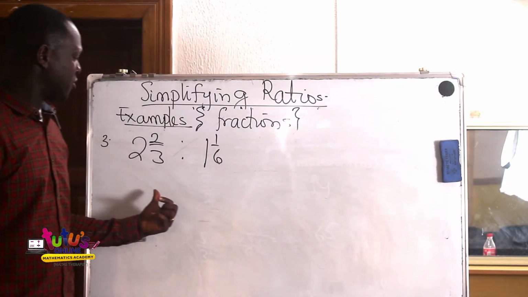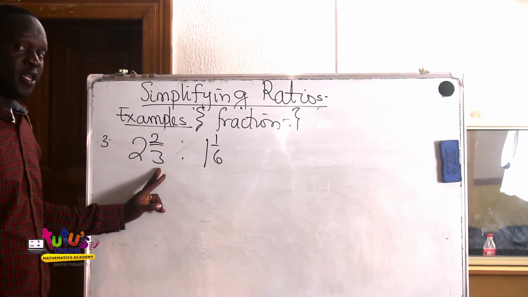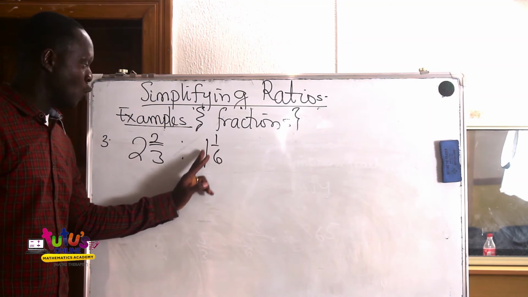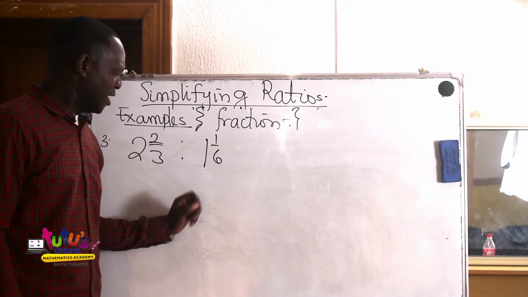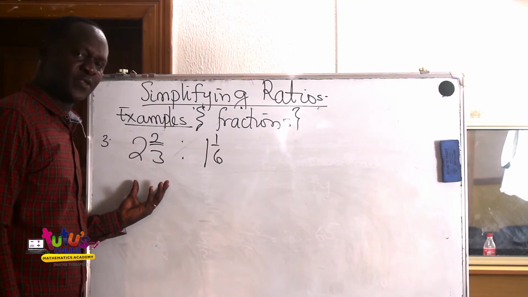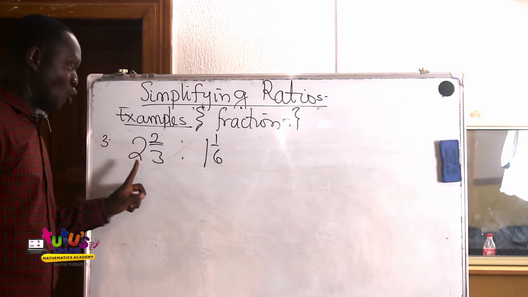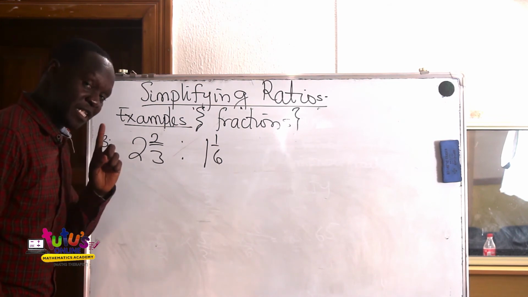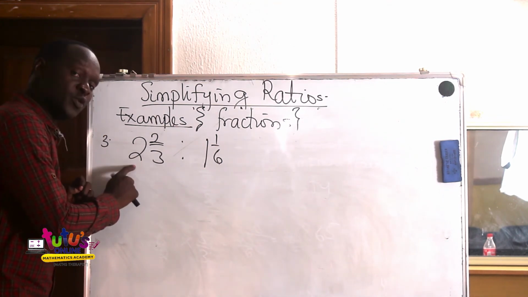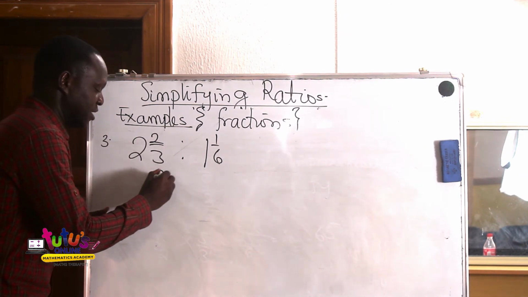Good. This is the number 3 example. It says 2 whole number 2 over 3 ratio 1 whole number 1 over 6. Take note here, both are mixed fractions. So what do we do? From what we said in the previous example, what did we say? Convert to improper fractions. That's the first thing. So 3 times 2 gives us 6. 6 plus 2 is 8. So that gives us 8 over 3.